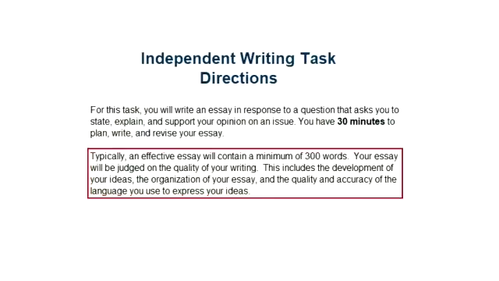Your essay will be judged on the quality of your writing. This includes the development of your ideas, the organization of your essay, and the quality and accuracy of the language you use to express your ideas. So these are the things that you're actually marked on: the development of your idea, which means how well you support your opinion, the organization of your idea, so how you express those ideas in your paragraphs, and the quality and accuracy of your language. So that's related to vocabulary and grammar.